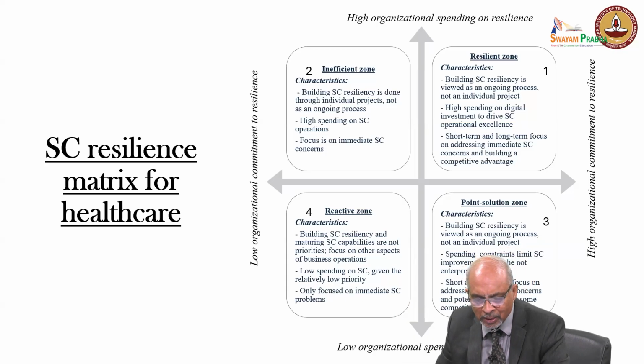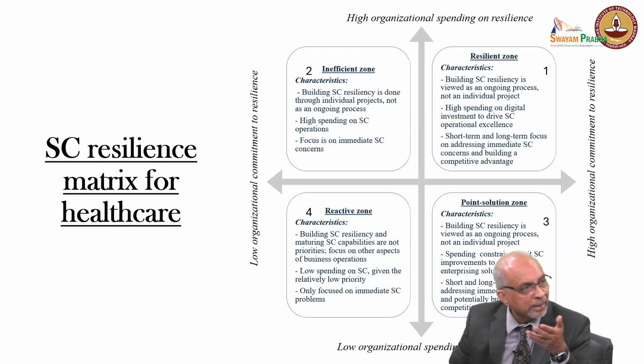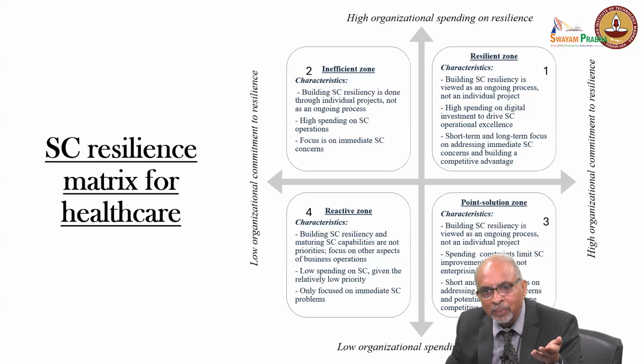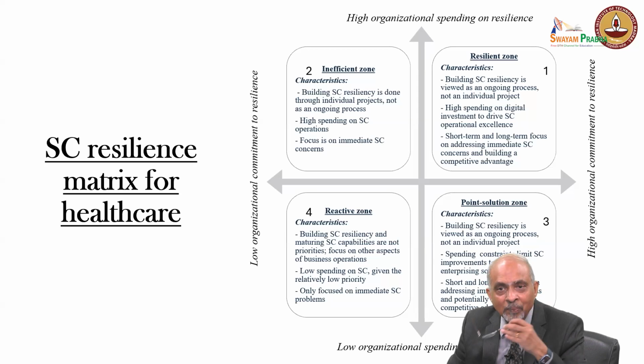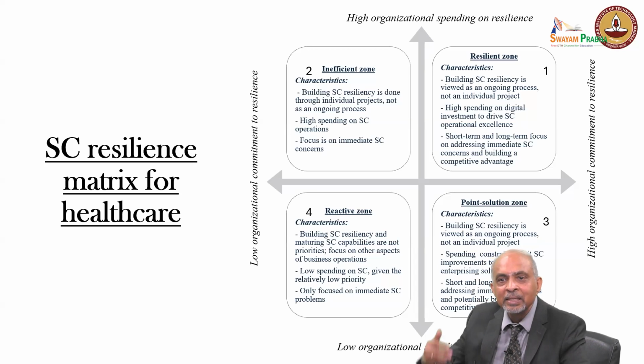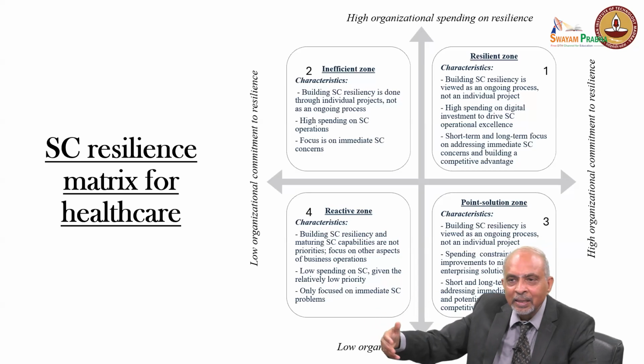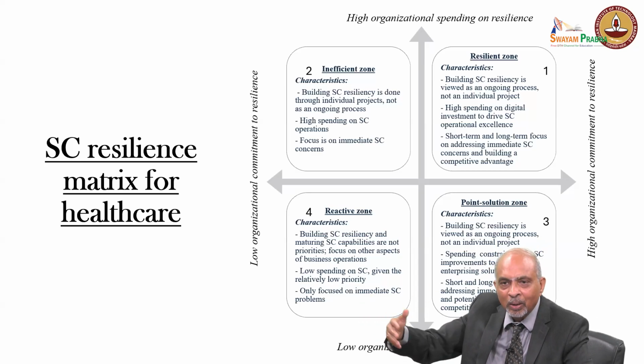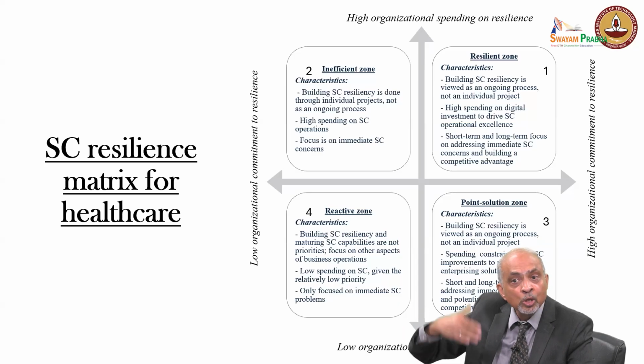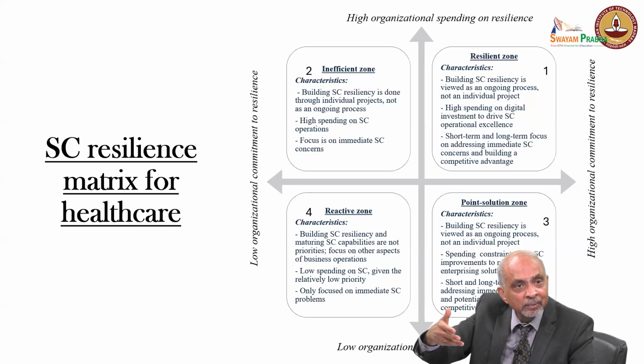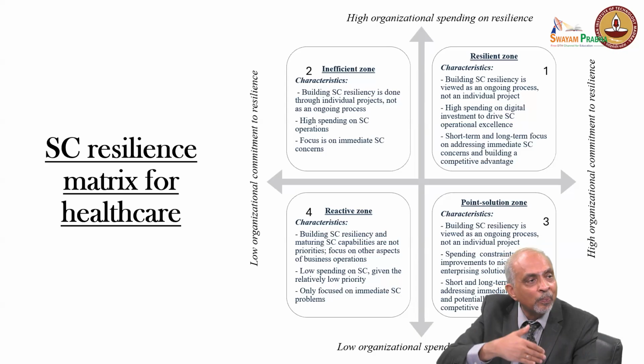So number 2 is what we call the inefficient zone, where you're still spending. The spending is happening, but the commitment is not there. Sometimes the IT systems will be kept updated. The IT systems need to keep up with whatever the vendors are giving. So the spending might continue to increase. However, whether that is properly utilized depends on the organizational commitment towards building the resiliency.